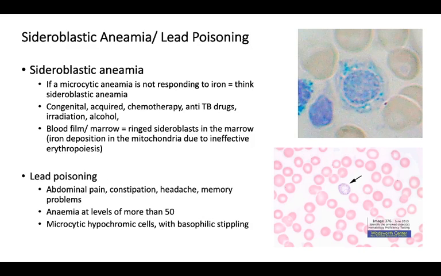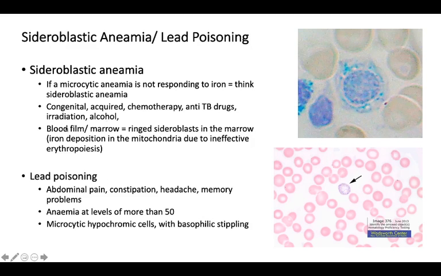So the picture on the right here shows that. You can see a ringed sideroblast within the bone marrow, which is basically when there is excessive iron deposition in the mitochondria because of ineffective erythropoiesis. So when might you actually think that someone has this? If a microcytic anemia is not responding to iron, then think sideroblastic anemia. This is basically what a sideroblast looks like.